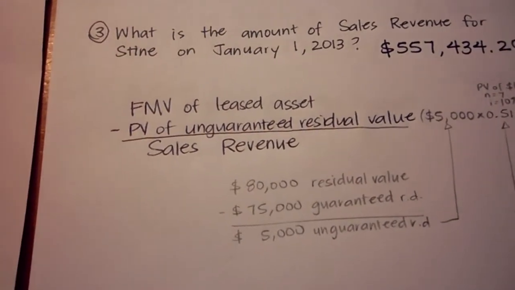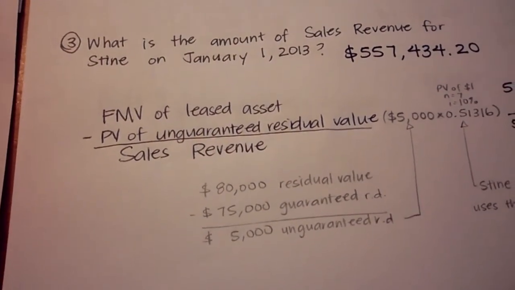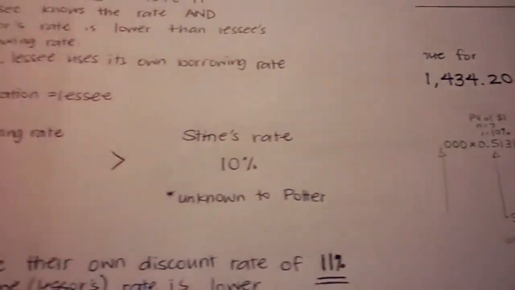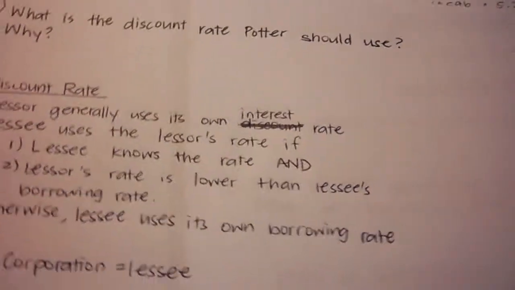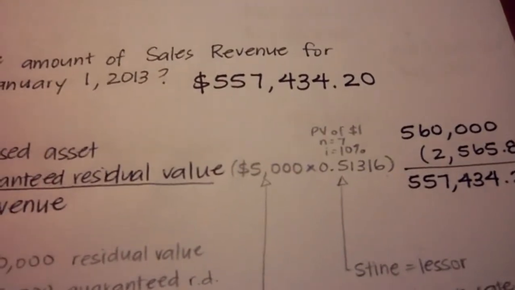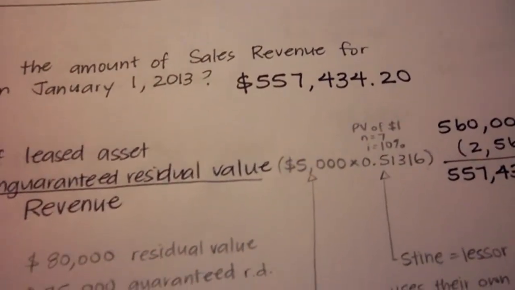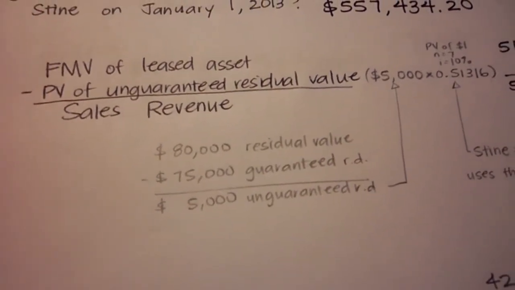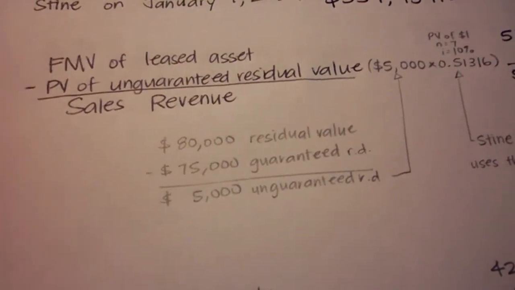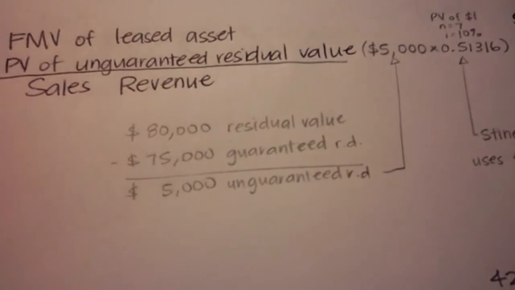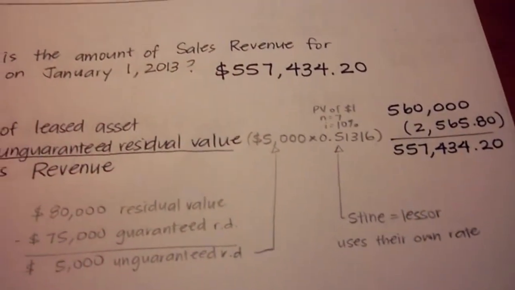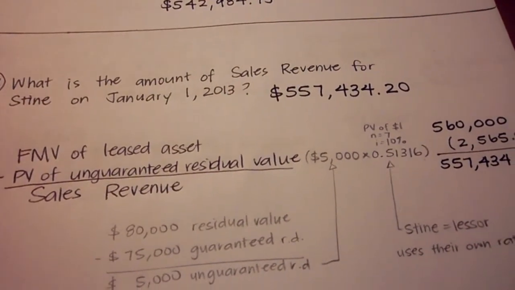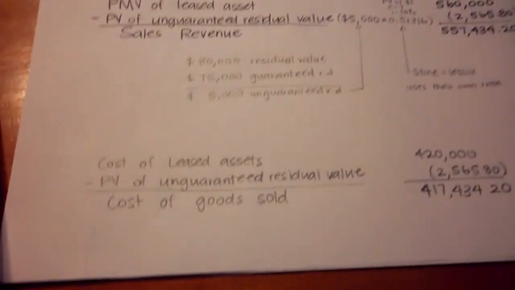Requirement 3. What is the amount of sales revenue for Stein, the lessor, on January 1st, 2013? This formula is the fair market value of the leased asset minus the present value of the unguaranteed residual value equals the sales revenue. Stein uses, as we discovered in requirement 1, its own interest rate, so we use the present value of 1 factor for i equals 10%. The unguaranteed residual value is the $80,000 residual value minus the $75,000 guaranteed residual value, to get $5,000 unguaranteed residual. And so you get that the amount of sales revenue is $557,434.20.